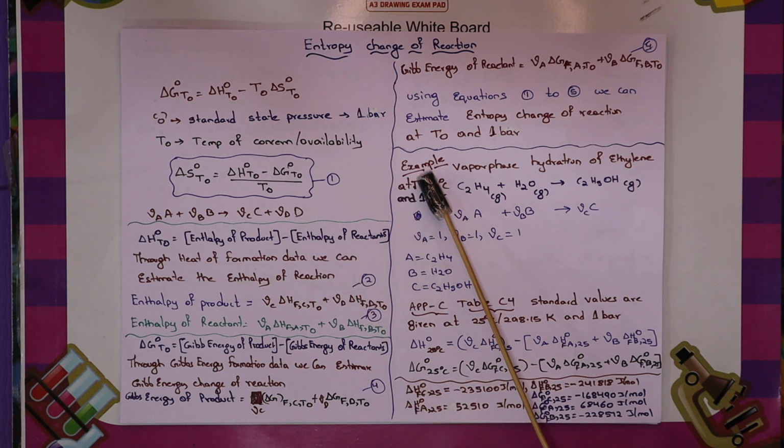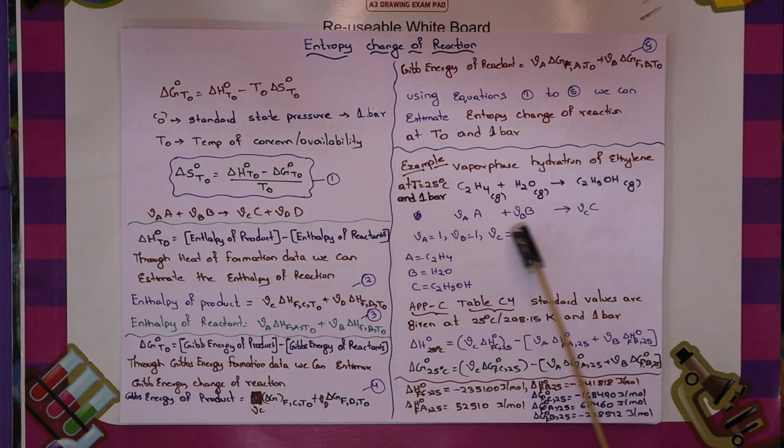Let us do a small example so it will be clearer. Here the example is the vapor phase hydration of ethylene at 25 degrees centigrade. That means you are supposed to calculate the change in entropy of this particular reaction at 25 degrees centigrade. Observe the stoichiometry, how many molecules are there: ethylene, water and ethyl alcohol. Ethyl alcohol is my product; ethylene and water are my reactants.